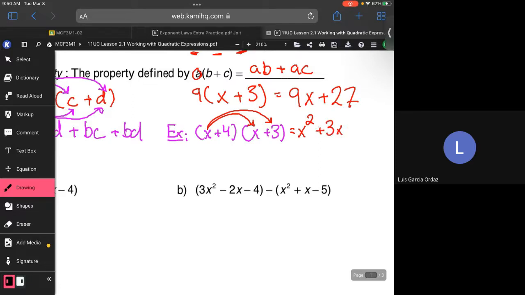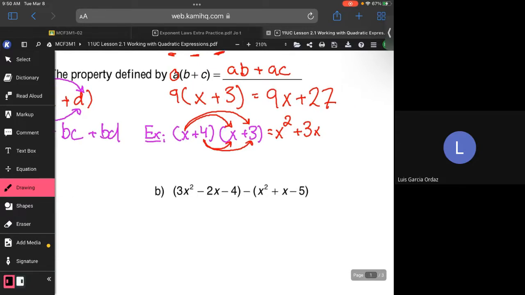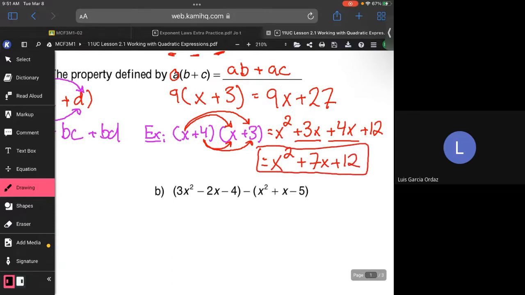3x. And now we start with my last term in the first bracket and multiply by everything in the second bracket. So 4 times x gives me 4x. And what's my last term going to be? 12. Do I have any like terms? Okay, what are my like terms? Yep. And when I add those together, what does that simplify into? 3x plus 4x is 7x. So 7x plus 12 would be my final answer.